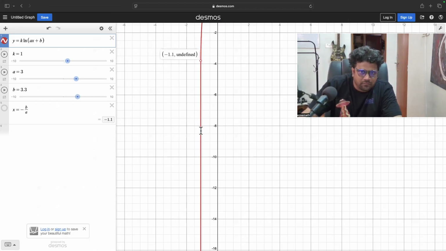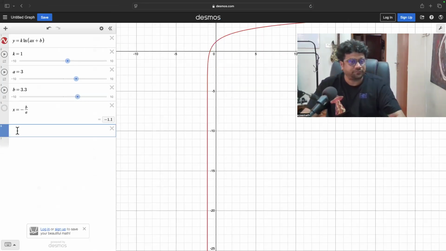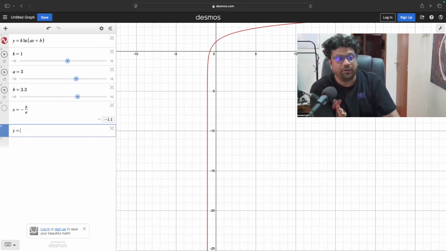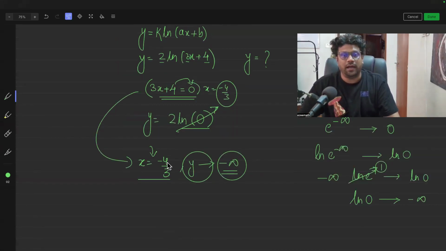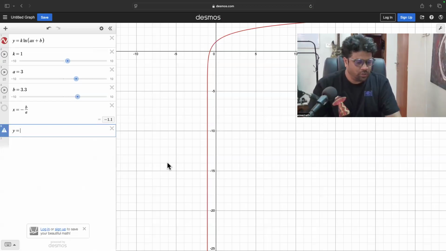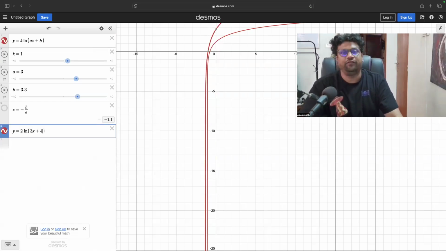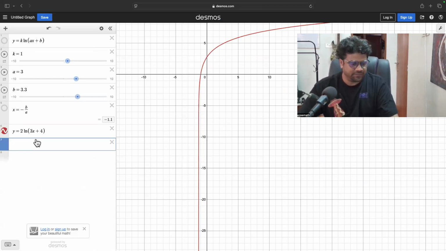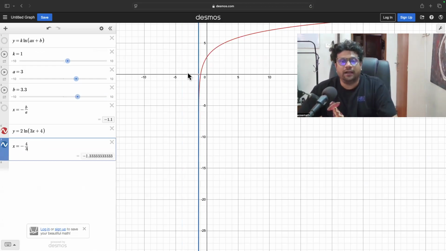Oh, but you can see at negative 4 by 3. I think it needs to have that thing fed, right? y equal to 2 ln 3x plus 4. Now let's get rid of this curve and let's substitute our x equal to minus 4 by 3 in here. And let's look at the value.